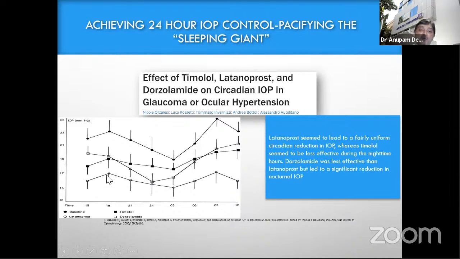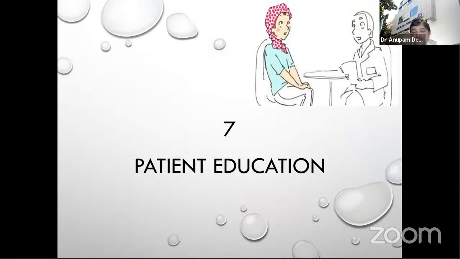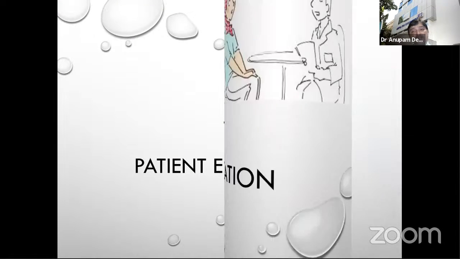And this is latanoprost. Latanoprost has a good pressure lowering effect, not only during the daytime, but throughout the day and at the night time also. So for 24-hour IOP control, prostaglandins are one of the best medications that we can be using. Also, last but not the least, my seventh point is patient education.